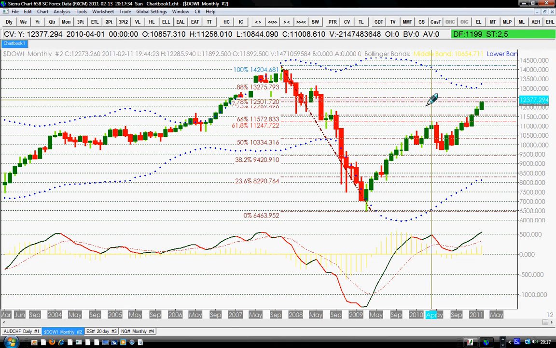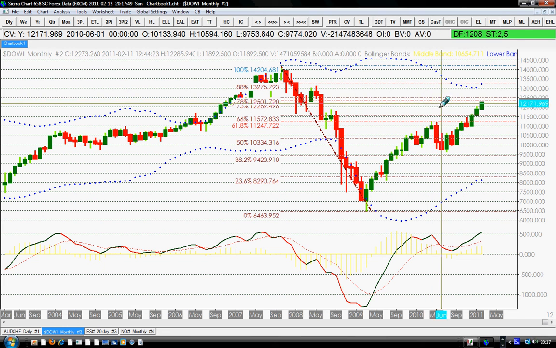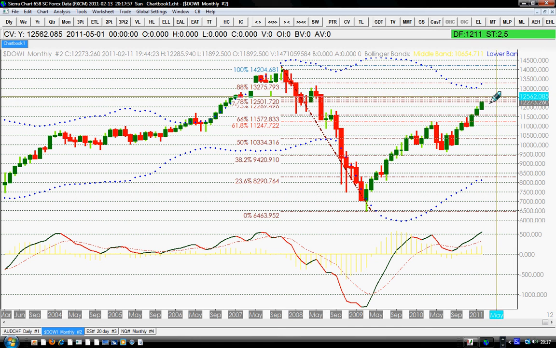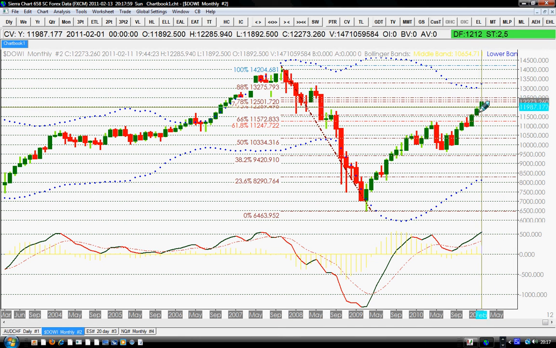The 76% is 12377, and the 78% is 12500. 12500 is a higher probability for the market to find a resistance there. So this is a resistance zone. This is an excellent time for day trading, following the price, okay, instead of swing trading. But the decision is perfectly yours. This video is for educational purposes only.